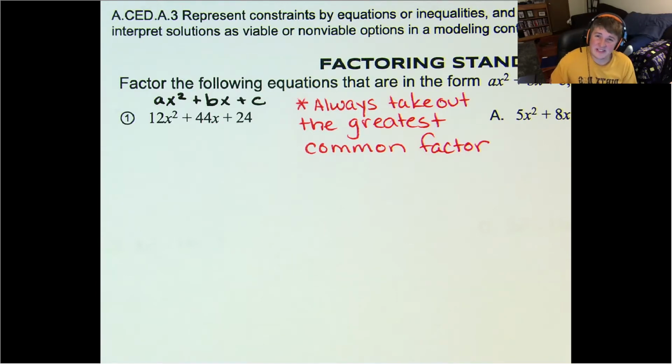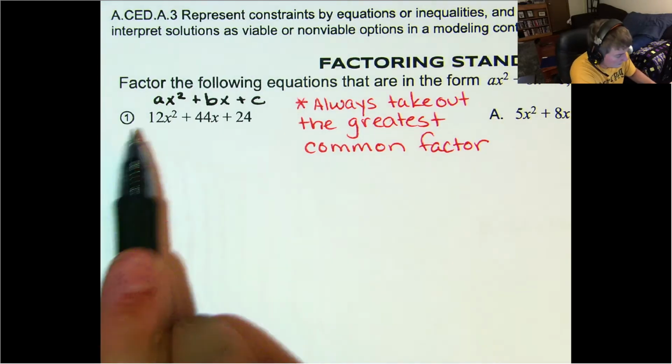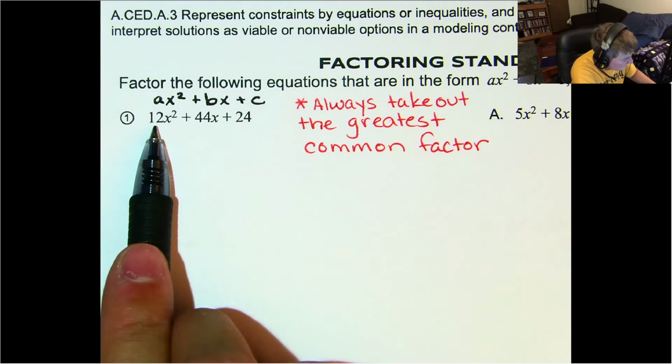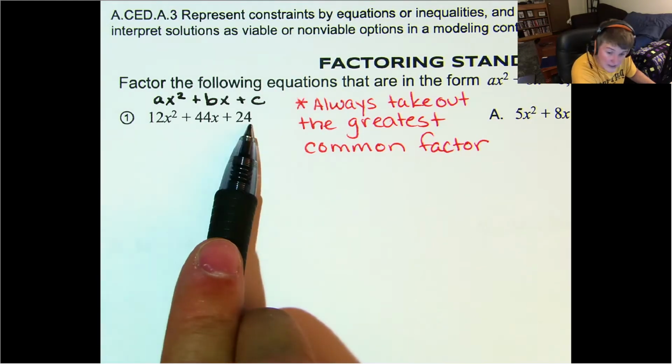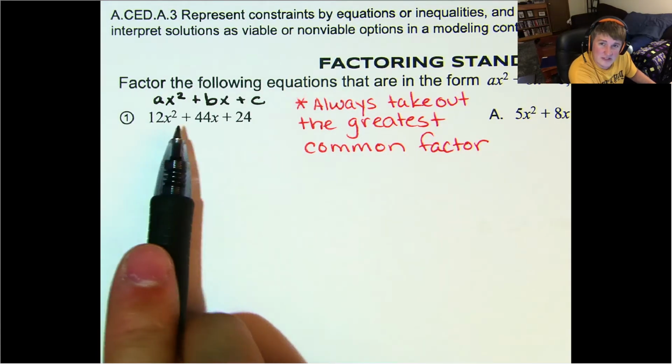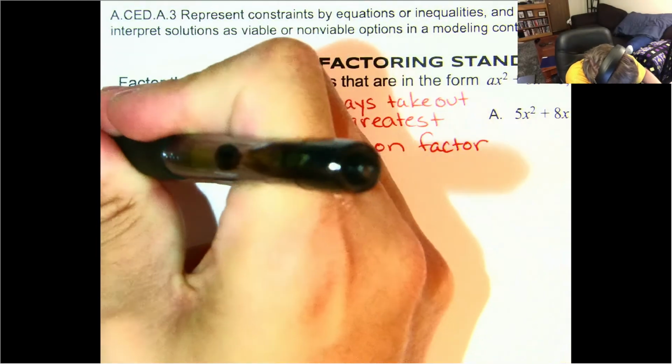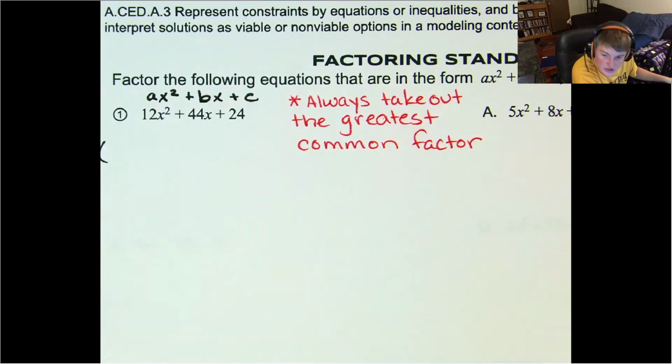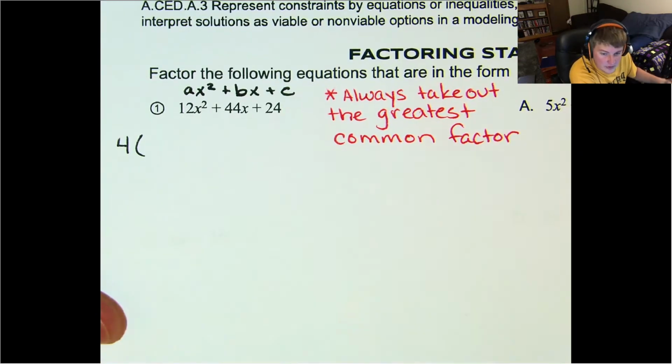But that doesn't mean it's the greatest common factor. We're looking for the largest number that divides evenly out of all three of those values. As I look at this, I think 4 divides into 12, and 4 divides also into 44 and 24. So I'm going to see what happens when I divide a 4 out of all three parts here.